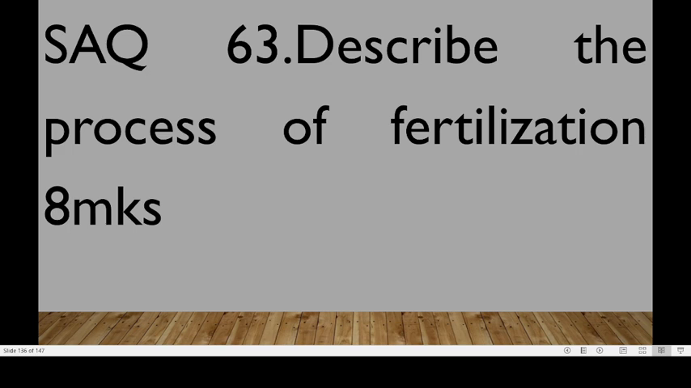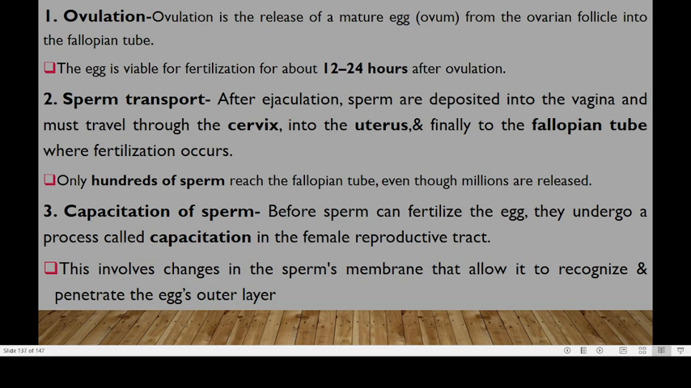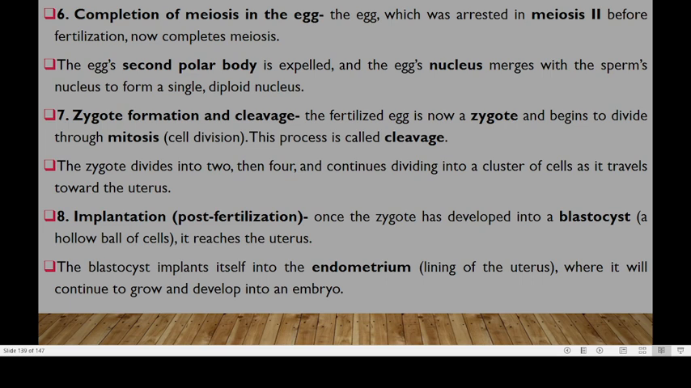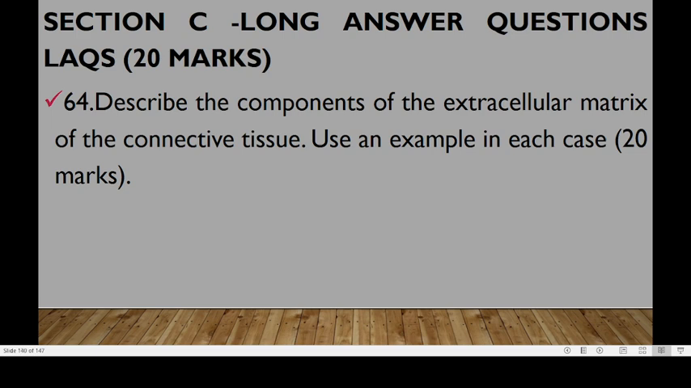Describe the process of fertilization. For fertilization, we talk of ovulation, sperm transport, capacitation of the sperm, penetration of the egg, fusion of the sperm and the egg, completion of meiosis in the egg, zygote formation and cleavage, and implantation.